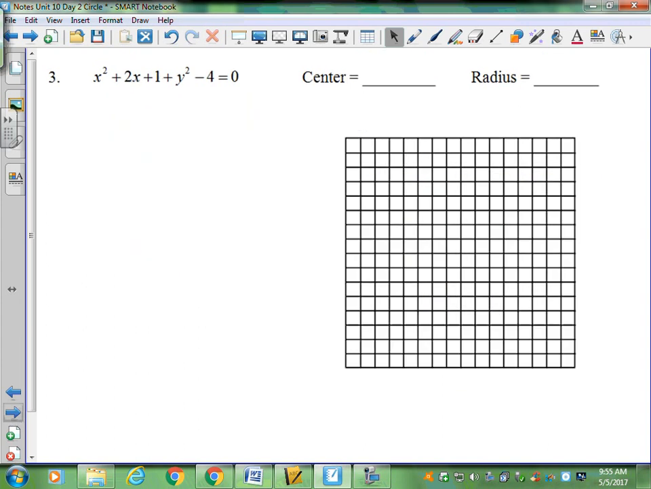Alright, so in this one, how many linear terms do I have? How many linear terms? 1. I have an x, 2x. I don't have a y linear term. Does everybody see that? So this time it's going to be the opposite effect of the last one. I'm going to be doing stuff with the x's, but I'm not going to be doing stuff with the y's.